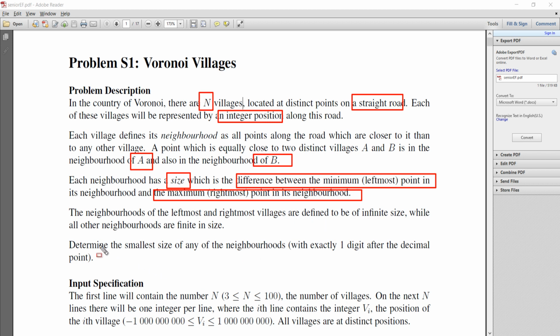And then what we need to do is to determine the smallest size of any of the neighborhoods, with exactly one digit after the decimal point.